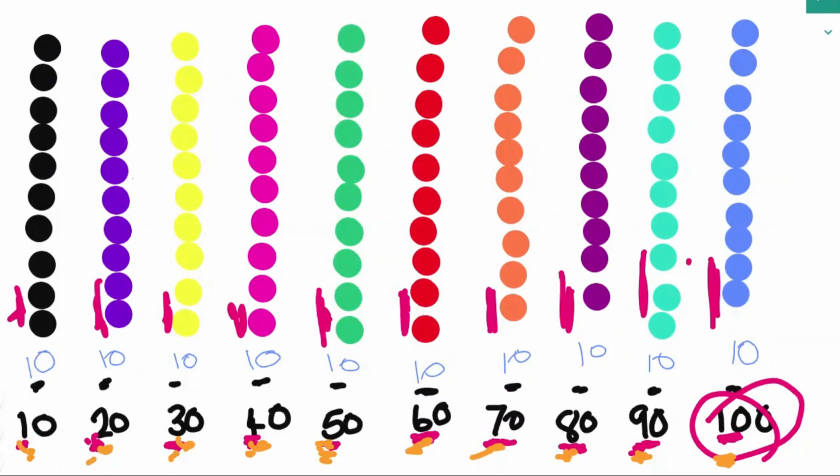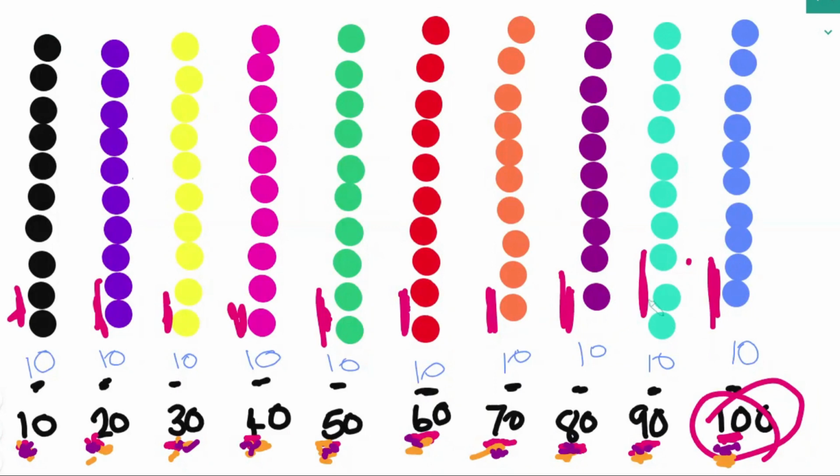Should we speed up a bit? Okay, we're going to go super, super speedy. Ready? Here we go. 10, 20, 30, 40, 50, 60, 70, 80, 90, 100, all the way back. 100, 90, 80, 70, 60, 50, 40, 30, 20, and 10. Fantastic.